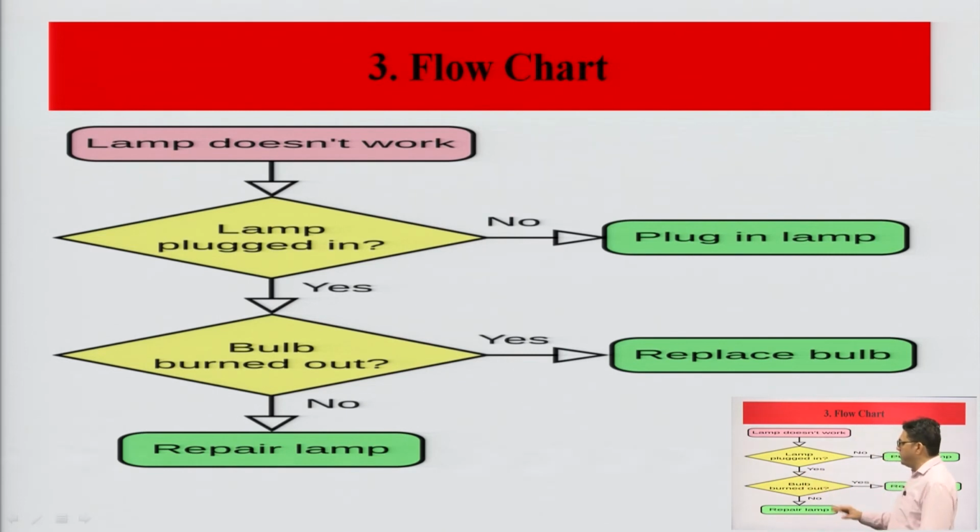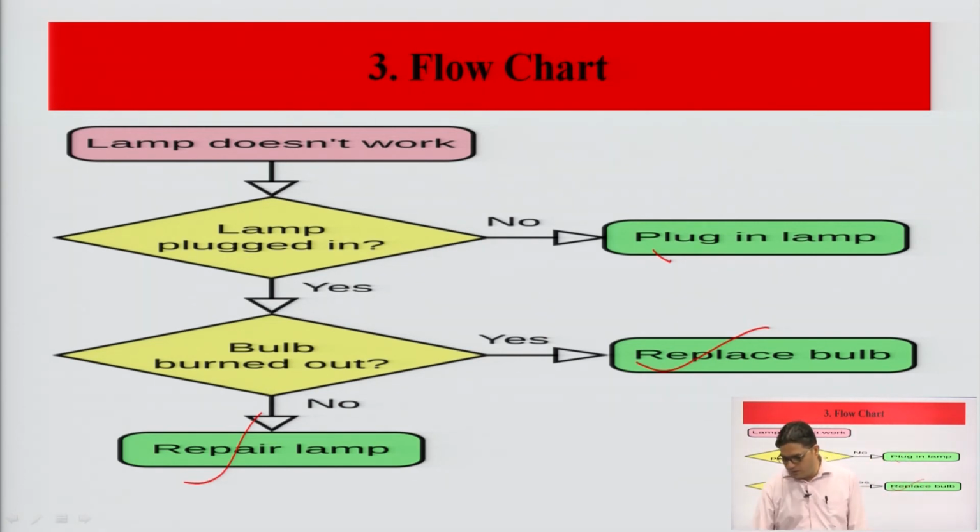Just for example, the lamp does not work. So, it is a problem, and we need to look at whether the lamp is plugged in or not. If yes, then it is okay, or if not, then we need to plug it in. Next, we need to identify another reason, it could be that the bulb has burned out. If yes, then we need to replace the bulb. If not, then we have to repair the entire lamp. So, it is just an example. Similarly, any business problem, any quality problem can be depicted in a flow chart like this.